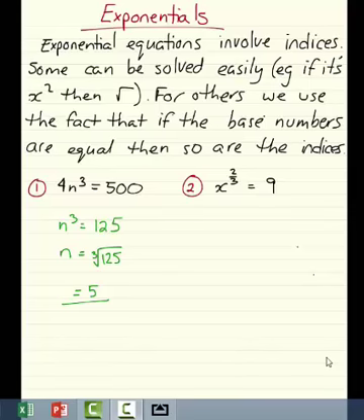Now the next one, x to the power of 2 over 3 is equal to 9. So it's a little bit complicated. You've got two different things happening here. x is being squared, and then the power of a third is also meaning the cube root. So one of the easiest ways to approach this is to say, well, x to the power of 2 over 3.